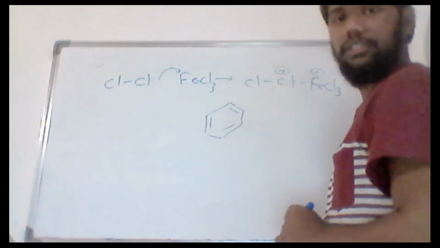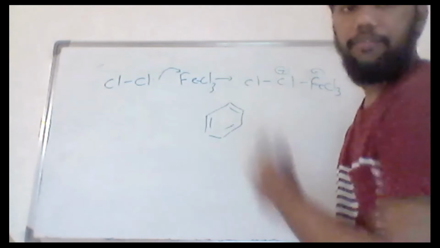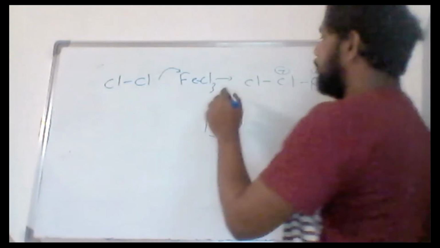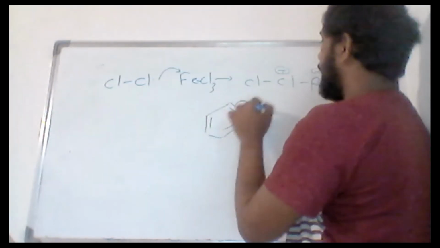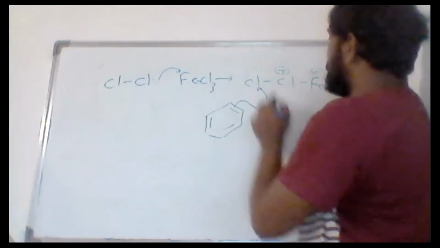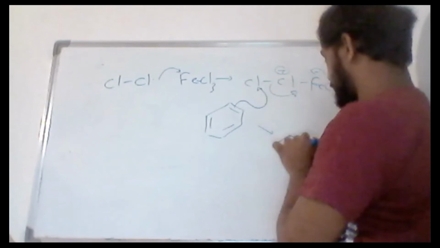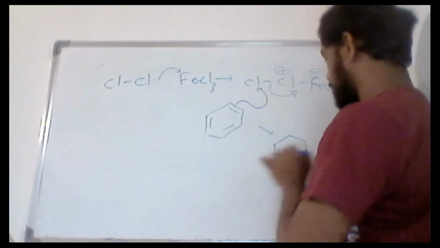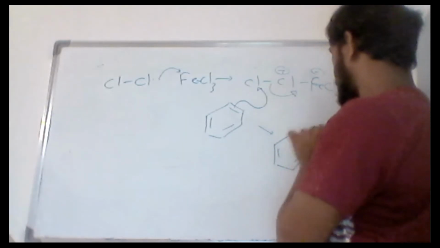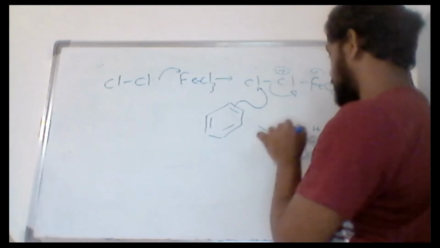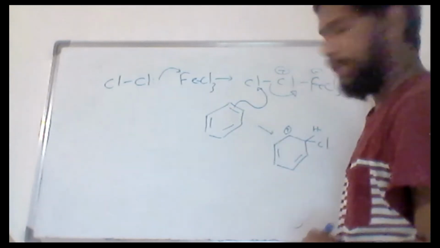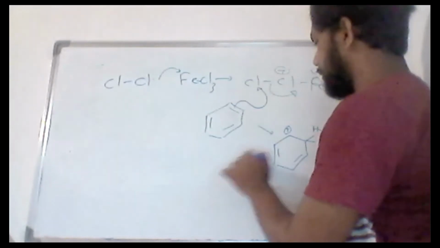Okay, right, then you have the benzene ring. So this benzene ring will attack this chlorine, and this will break down like this, and it will form a compound like this. You have hydrogen and you have chlorine, and there is a positive charge here. Okay, then you need to show the resonance structures.